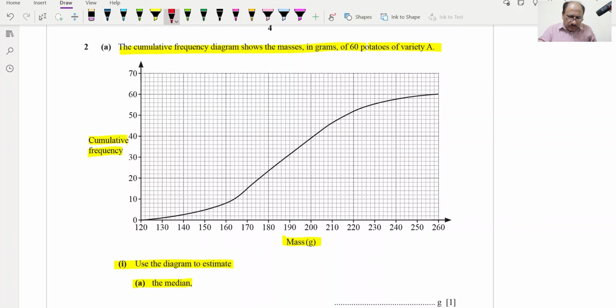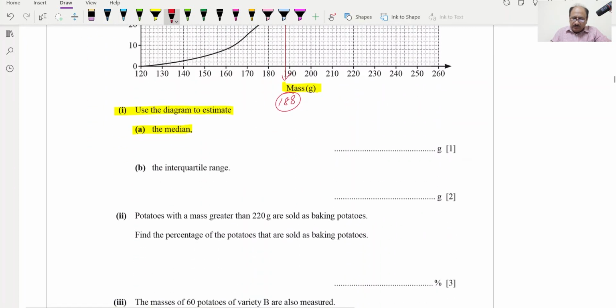If we draw the reference point, this will be from here, and this side also we can check the reference, and this will be 188. So this reference will be 188. I'm writing over here, and 188 will be our answer. This will be the median, middle value 188 grams.